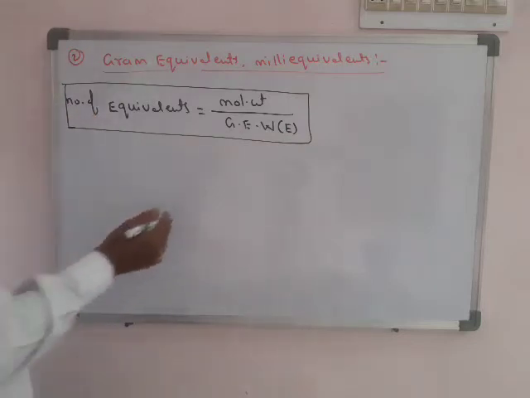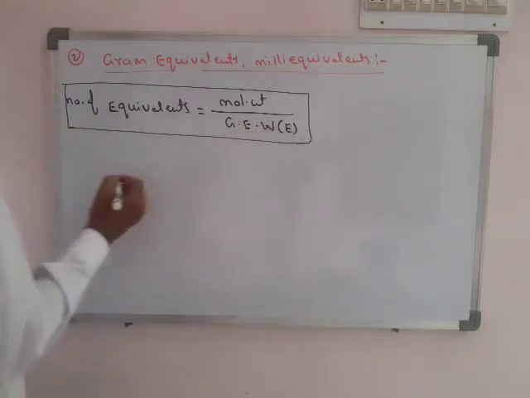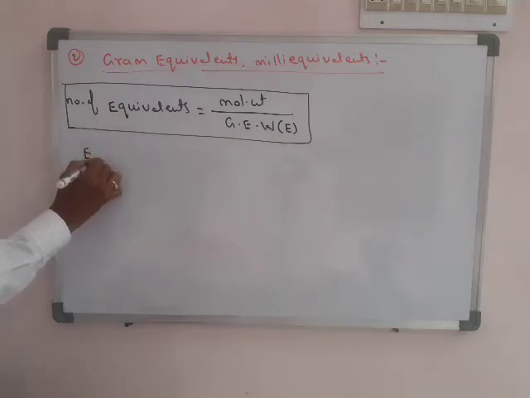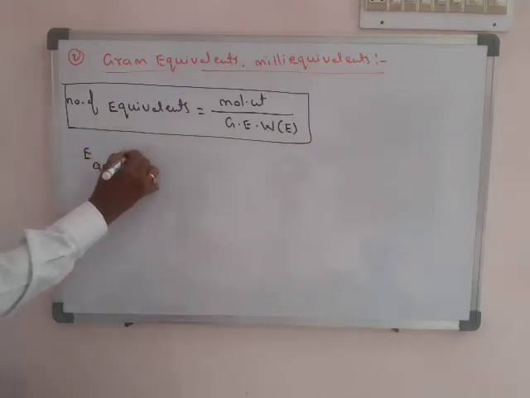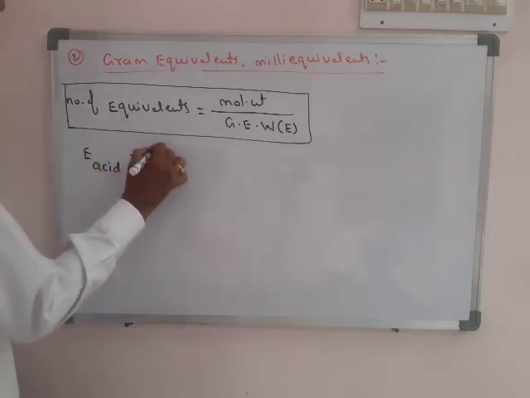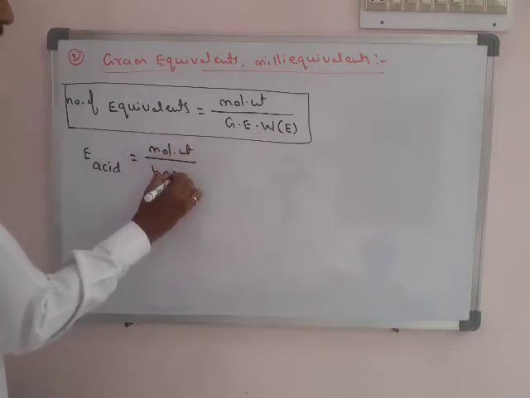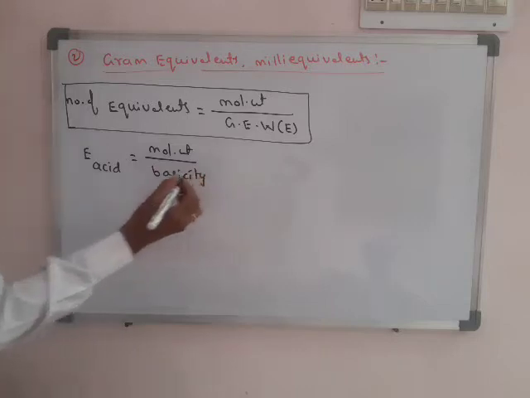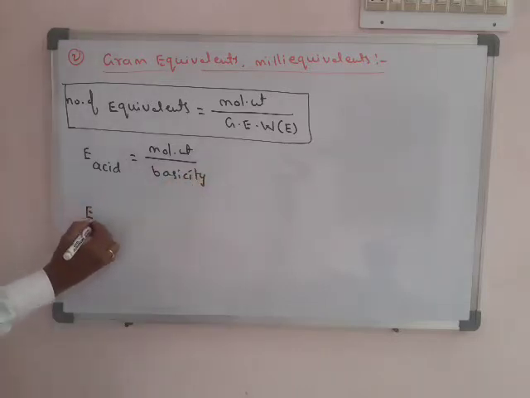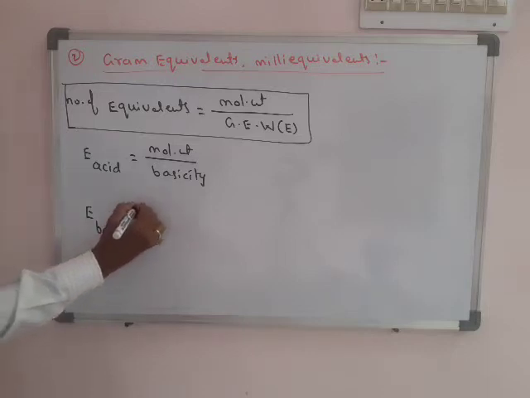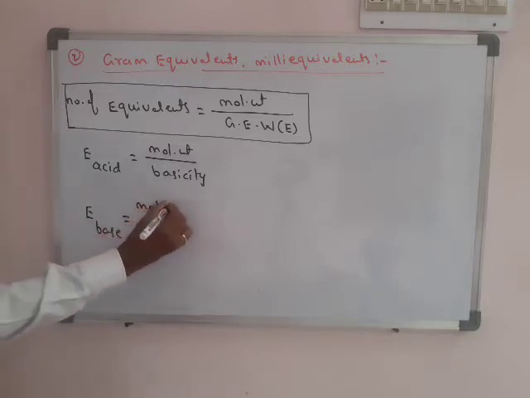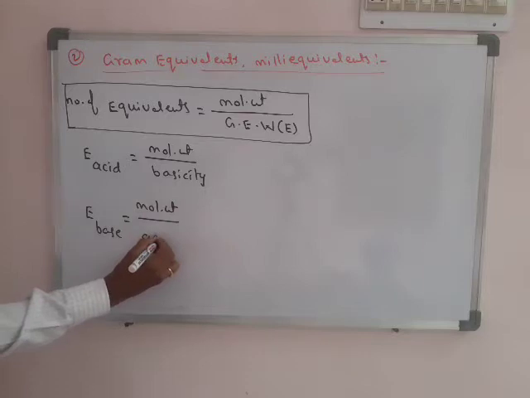Okay, already we know how to calculate the gram equivalent weight. We have different formulas. Equivalent weight of an acid is calculated as formula weight, nothing but molecular weight, divided by basicity for acids. You have to write the formulas again, because in this chapter we have to follow all the formulas. For a base, again it is molecular weight by acidity.